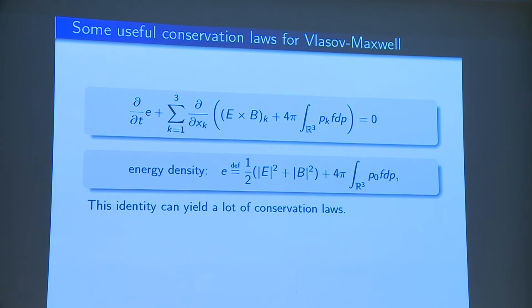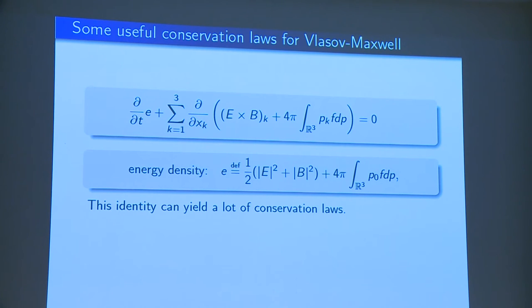Of course, the big ones were known forever, like the energy. You have this equation for the energy density, right? You can define E to be 1/2 (E squared plus B squared) plus 4 pi times the integral of p0 f dp, and then you take a time derivative of this, and you can see directly from the equation that this is equal to a divergence of E cross B plus the integral of p0 f dp, as you see up there. So this is an exact equation that can be derived.